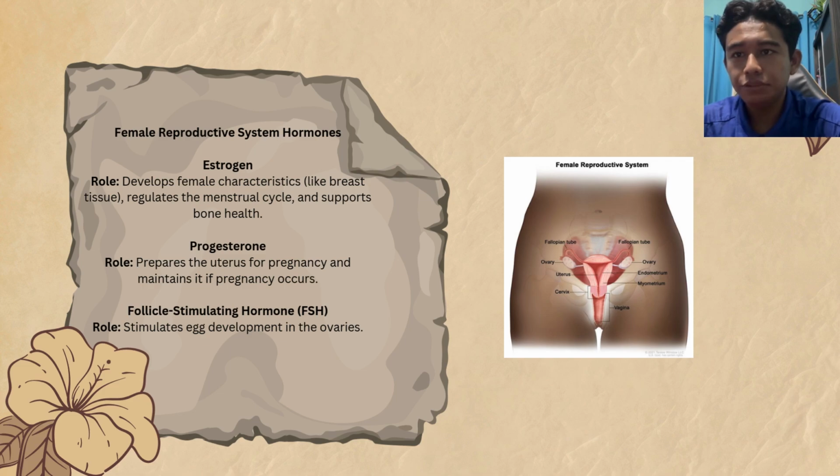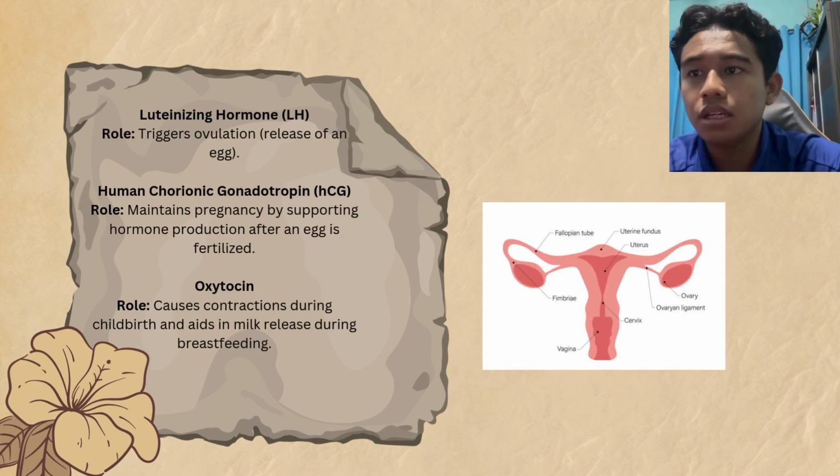Female reproductive system hormones. First, estrogen. Role: develops female characteristics like breast tissue, regulates the menstrual cycle, and supports bone health. Progesterone. Role: prepares the uterus for pregnancy and maintains it if pregnancy occurs. Follicle stimulating hormone or FSH. Role: stimulates egg development in the ovaries.